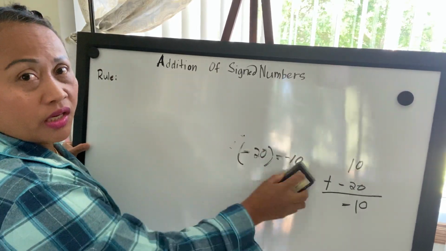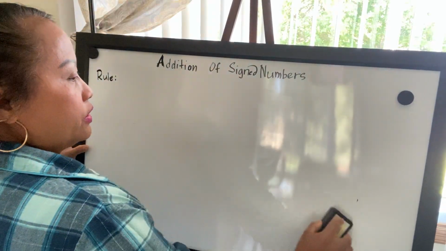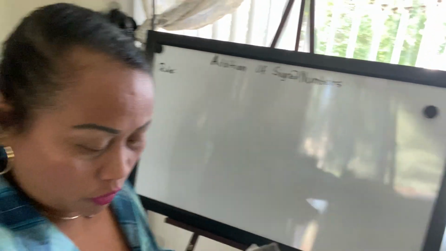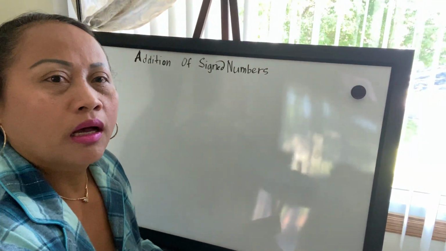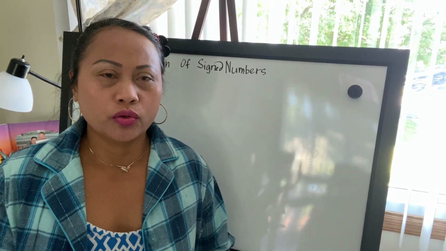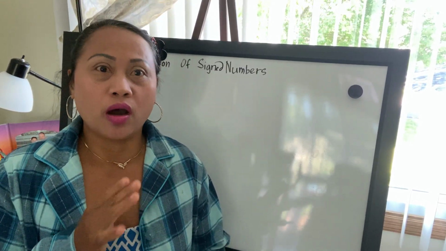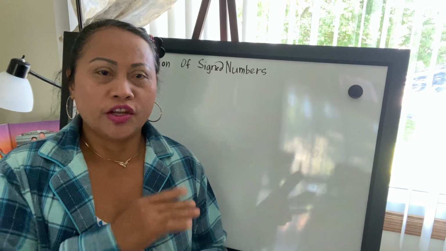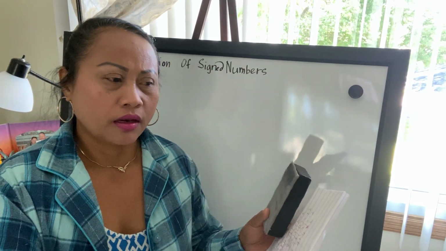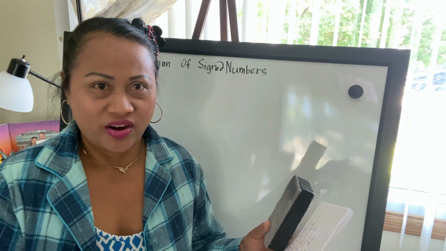This is very easy. Just always remember the rules of the signed numbers. If they are different signs, you have to subtract. If they have the same sign, you have to add, and then bring down the common sign. Different signs, you have to subtract, and bring down the sign of the greater number.